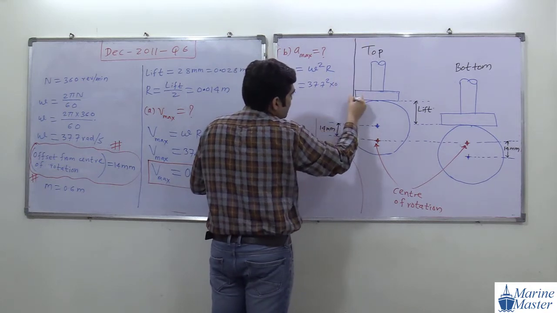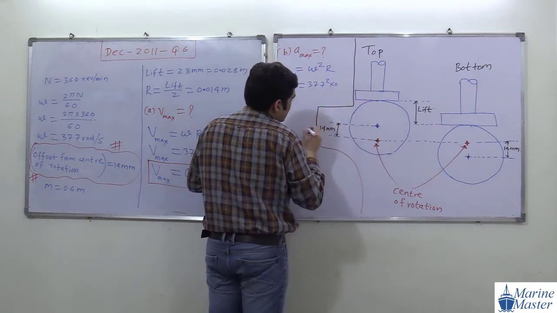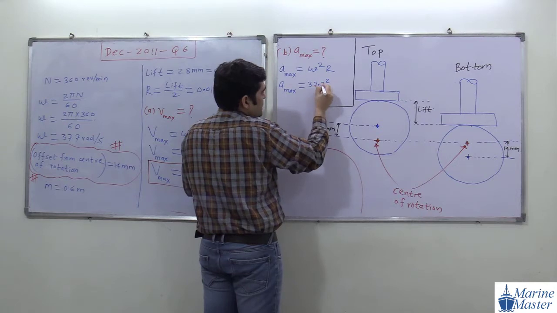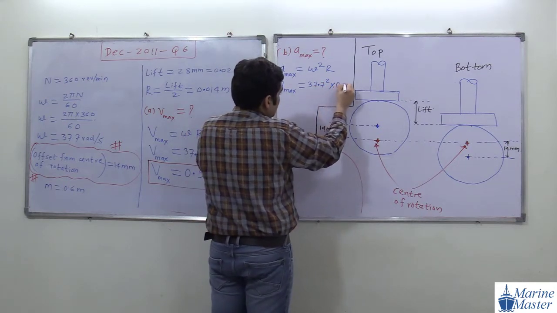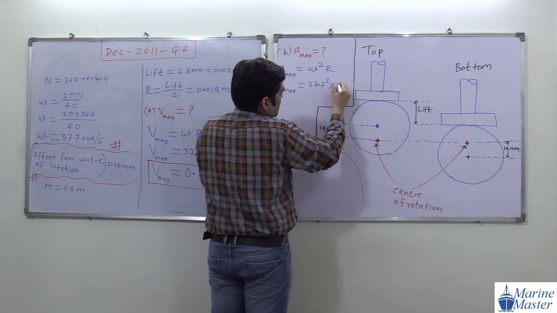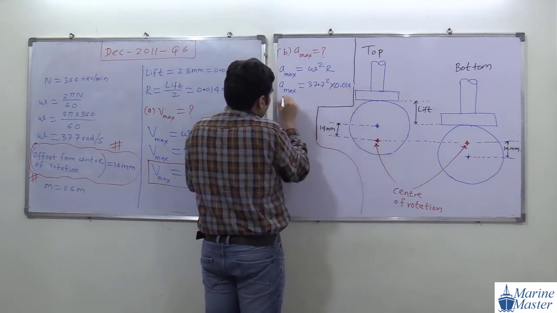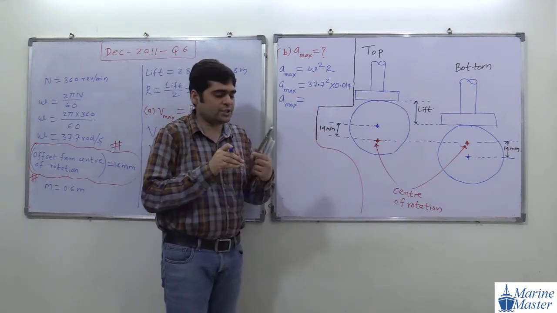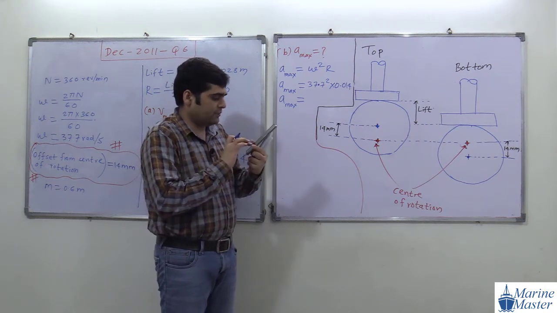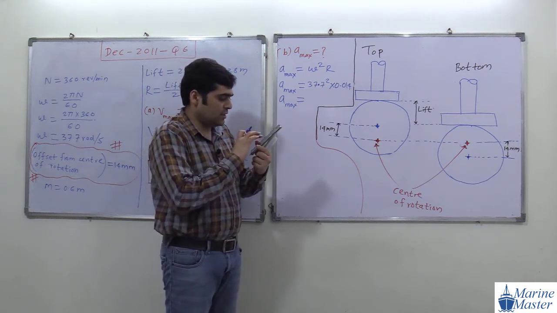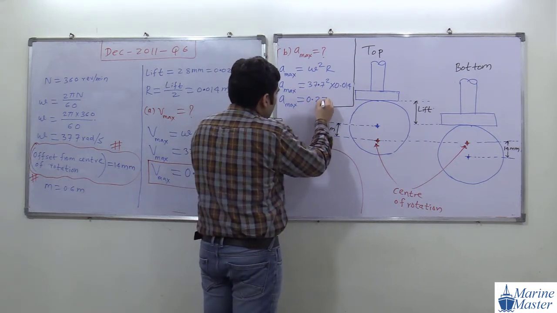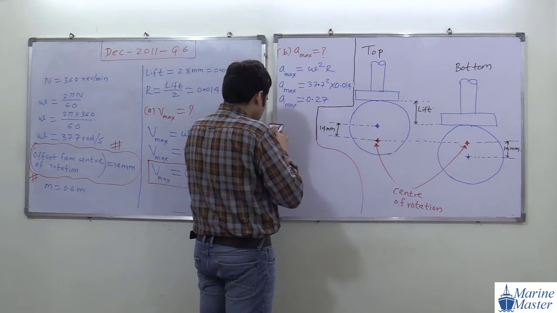Try to see the scenario here. 37.7 square into R, which is 0.014. In this way we will get the maximum acceleration. So everyone please do the calculation for maximum acceleration. Very simple discussion. 37.7 square into 0.014. How much value are we getting?